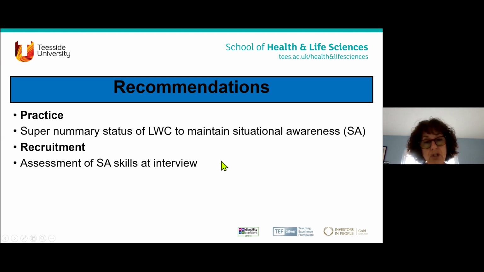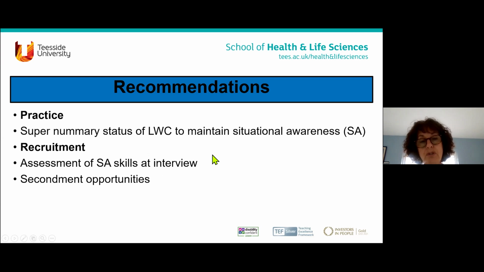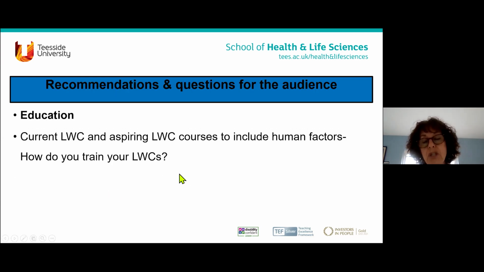If you are looking to recruit your labour ward coordinators, include some form of assessment of situational awareness at the interview. Secondment opportunities: there may be midwives or doctors who are interested in being coordinators, and giving them that secondment opportunity to see if this is an area of professional development they wish to pursue. In terms of education, current and aspiring labour ward coordinators should do a course which includes human factors, which includes situational awareness, and that is ongoing in the UK at the moment as a result of this research.